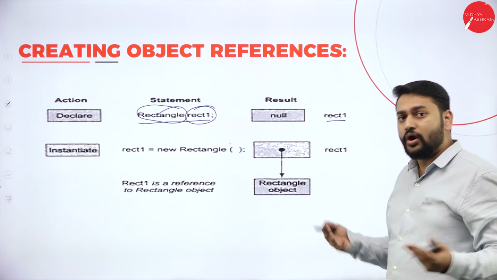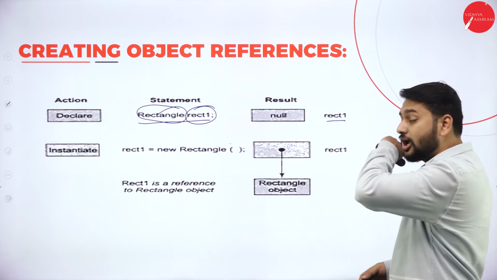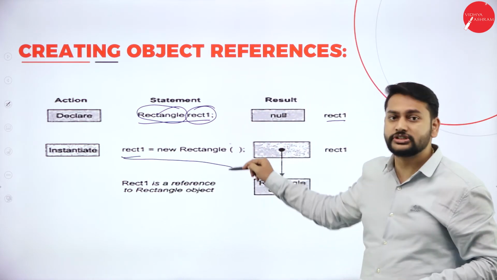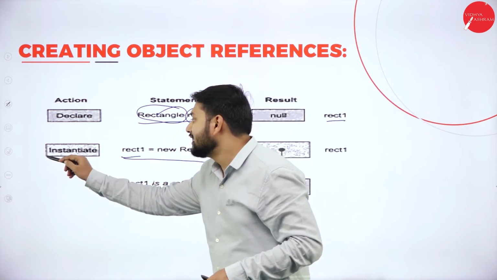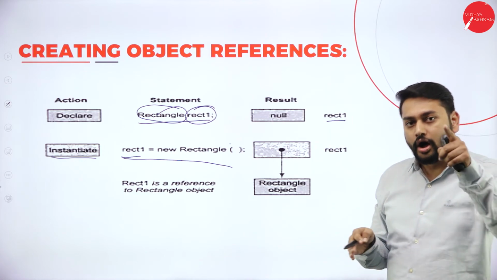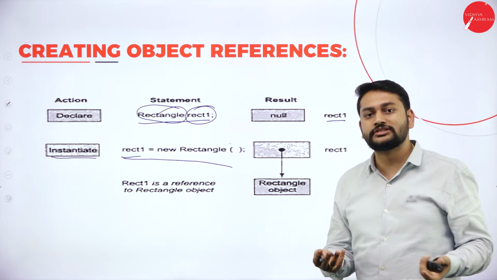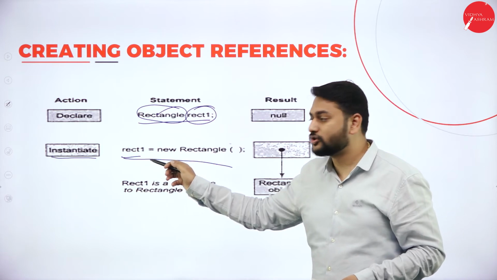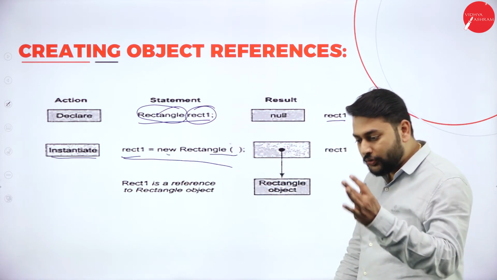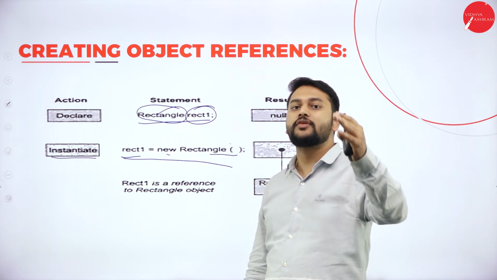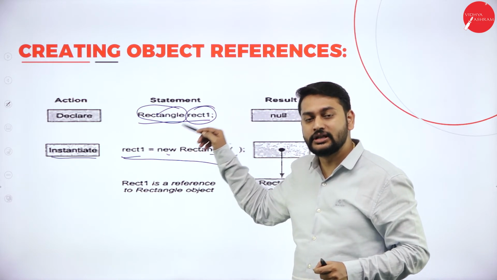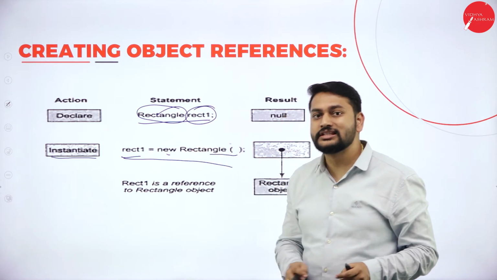What is that you're doing after that? Please observe, this process is what I will call an instantiate. You are instantiating the object that you have created. What is that process? Please observe, rect1 is equal to new Rectangle. Rect1 is equal to new Rectangle. This process is what I will call an instantiate. This is what I will call a declaration, and this is what I will call an instantiate.